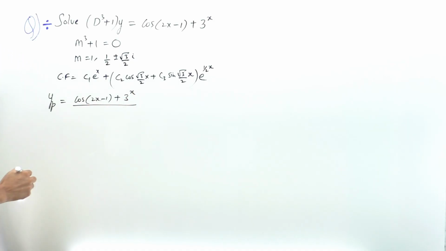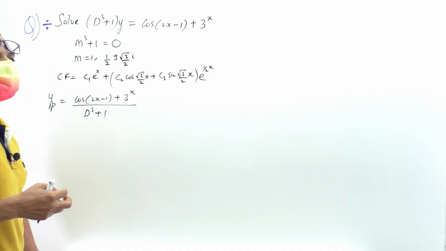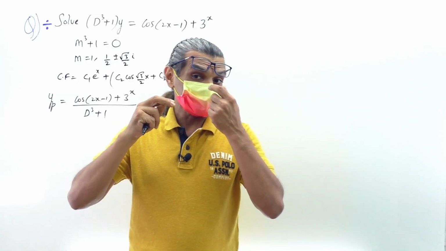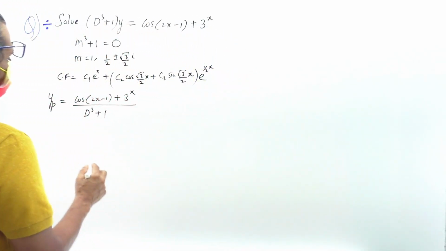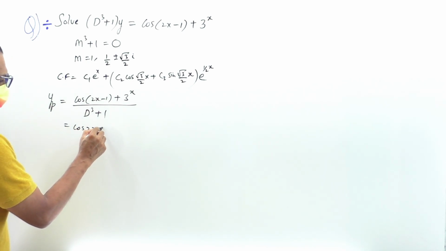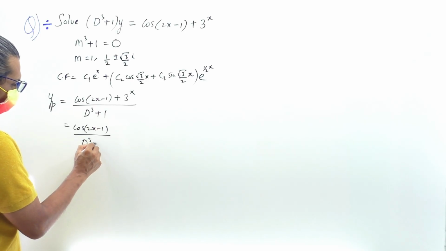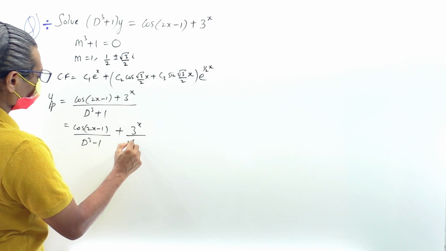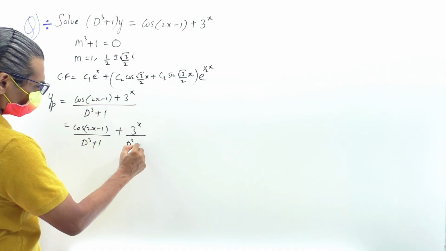Now the particular integral yp is equal to cos(2x minus 1) plus 3 raised to x upon D cube plus 1. As I always keep telling you, when you find yp, whenever there is a plus or minus sign in the numerator, always separate, because it defines different types. So we can write this as cos(2x minus 1) over D cube plus 1 plus 3 raised to x over D cube plus 1.